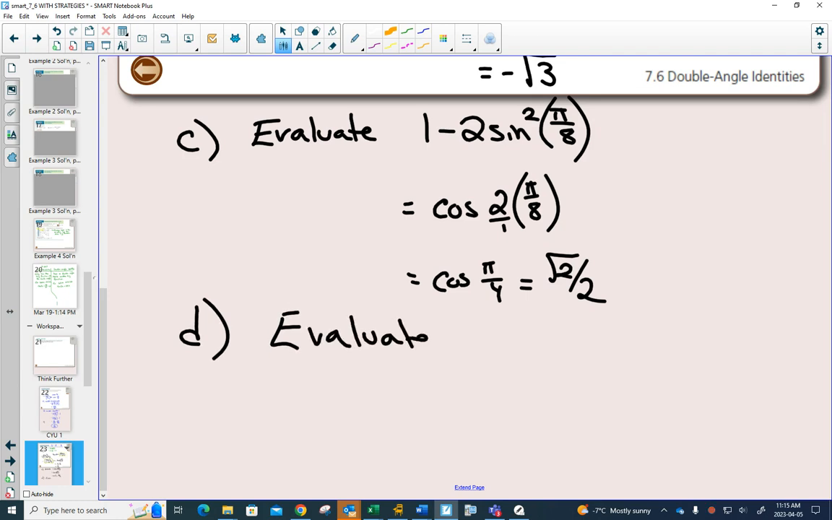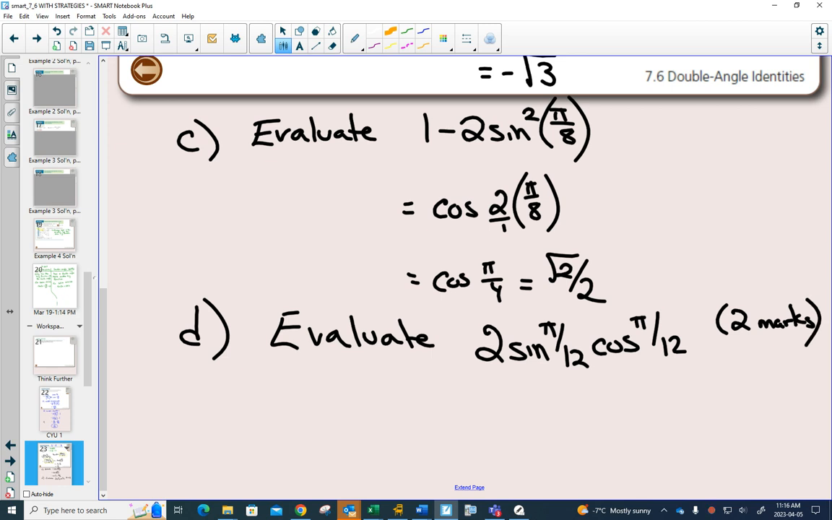Evaluate 2 sine of pi over 12 times cos of pi over 12. Now, if one pi over 12 question is usually 3 or 4 marks, this one has 2 pi over 12s in it. And so you would think this question should probably be worth 6 or 7 marks, but on the final exam, it was only out of 2 marks.